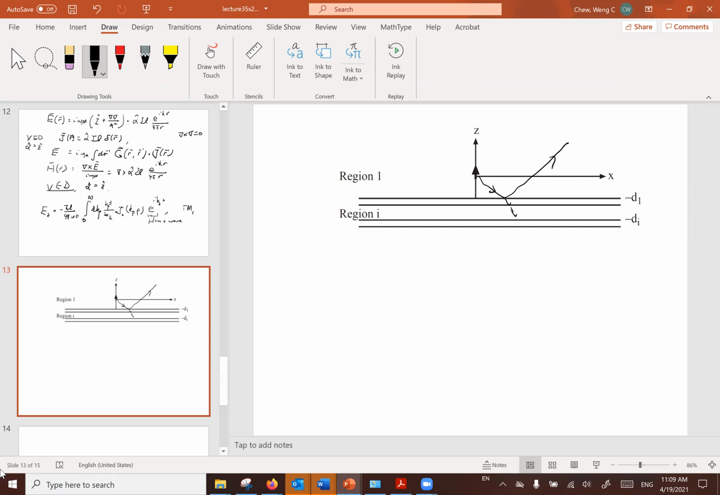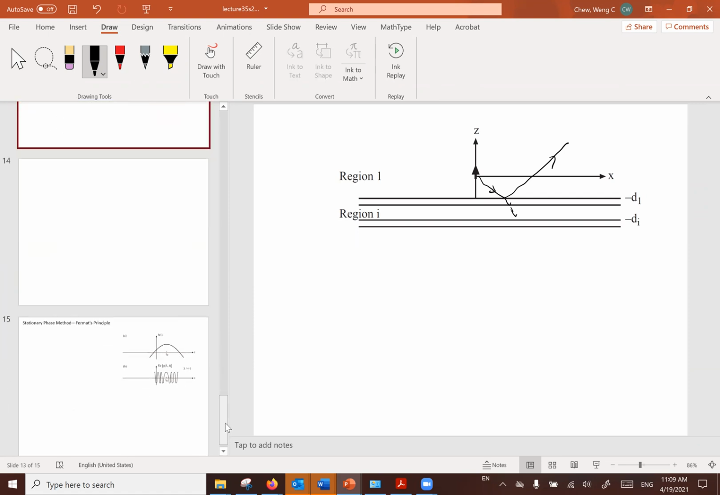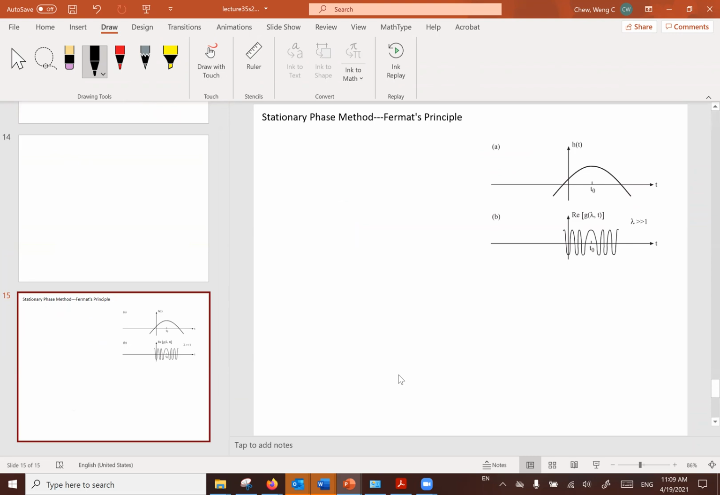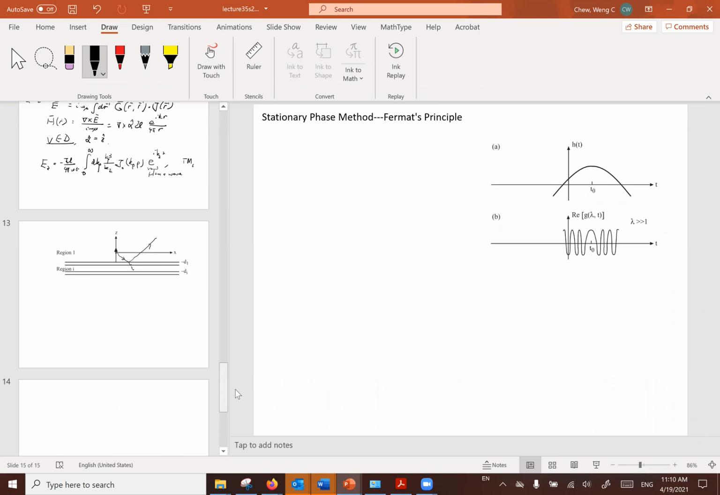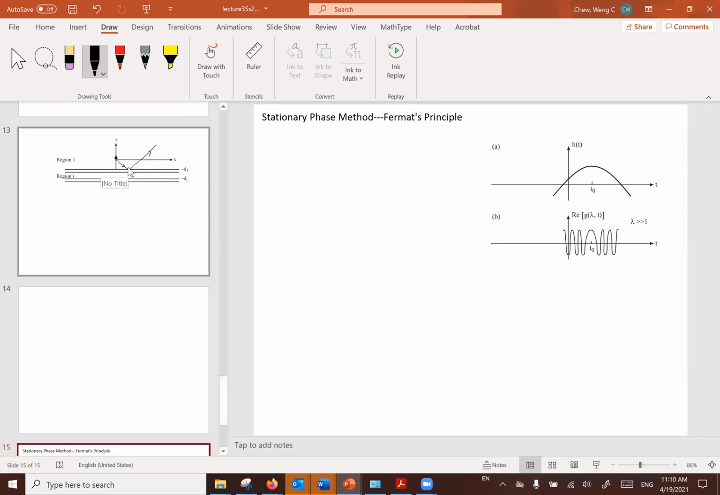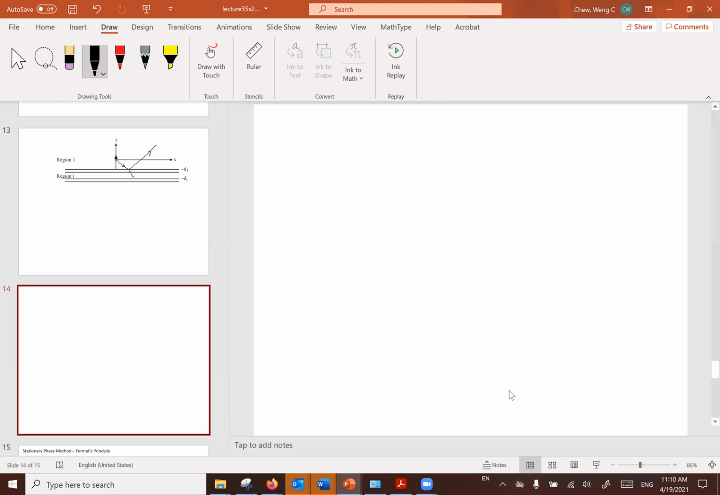But the next thing I'd like to talk about is actually the stationary phase method, which is a very interesting method because the Sommerfeld integrals and the Weyl identities are just too complicated to get any physical insight. For instance, if I look at my Sommerfeld integral that I have obtained previously, it's very, very complicated. And if I put in the reflection coefficient, it's even more complicated. So if you start to put in these reflection coefficients, then a typical Sommerfeld integral will look something like this.